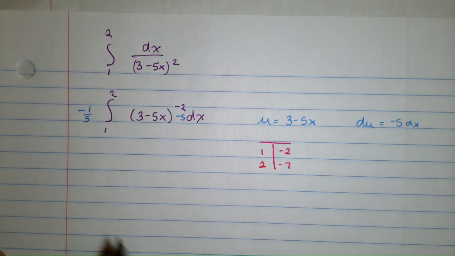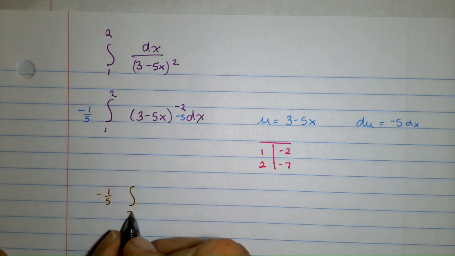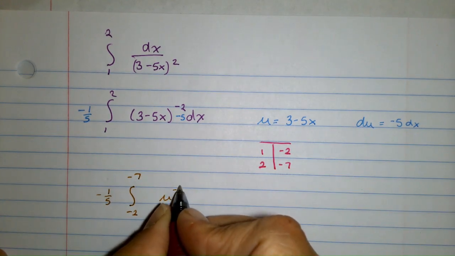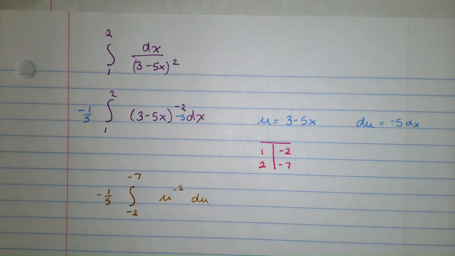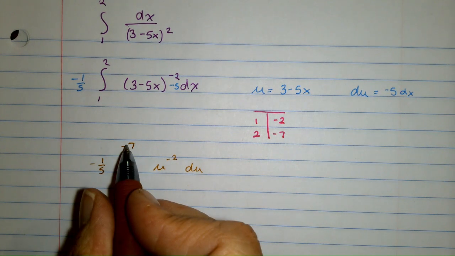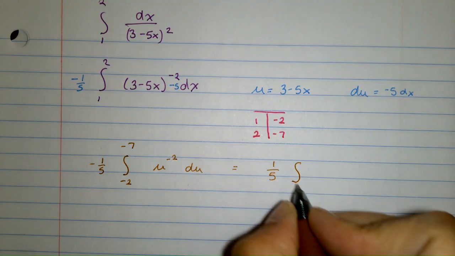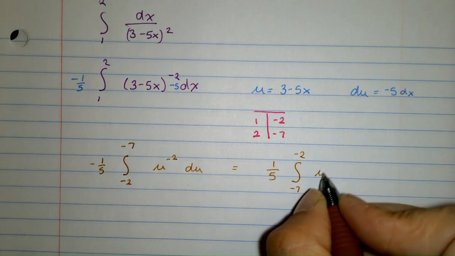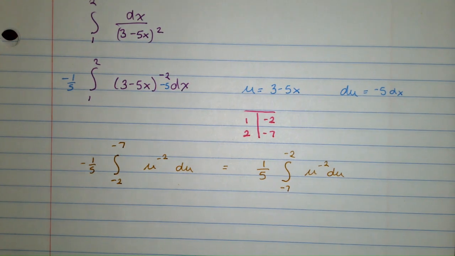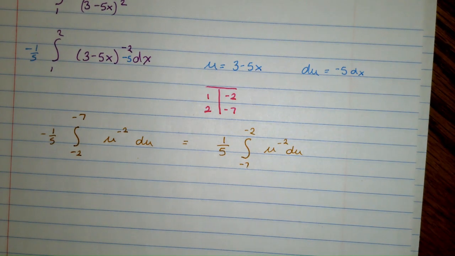Okay, so we have negative 1/5 integral. 1 becomes negative 2, 2 becomes negative 7, of u to the negative second du. Now, if you don't like that your lower number is bigger than your upper number, it's fine, we can switch it. This is going to equal positive 1/5, negative 7 to negative 2. So anytime you need to flip your numbers, you're allowed to do that because subtracting in a different order changes your sign.